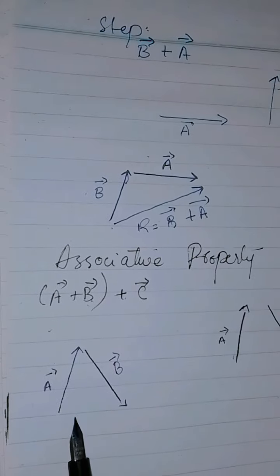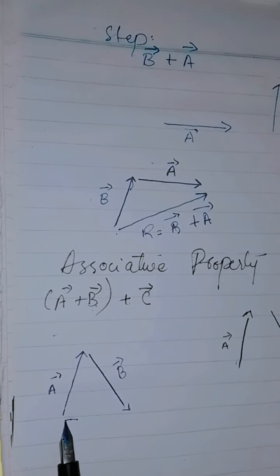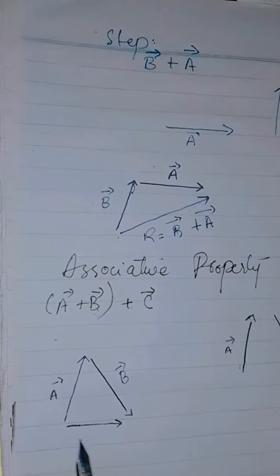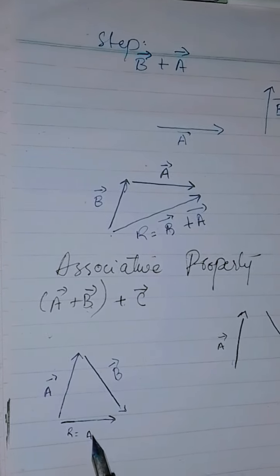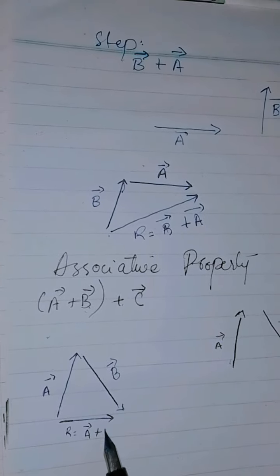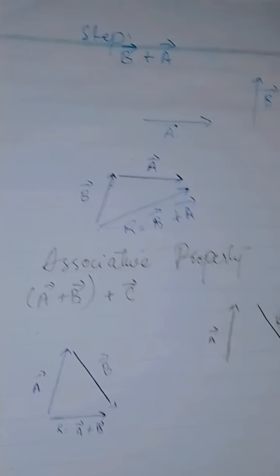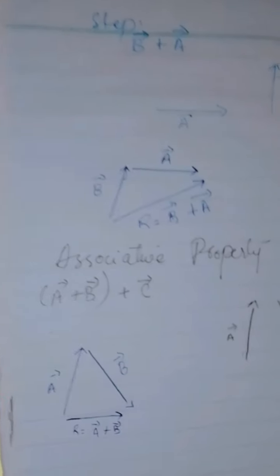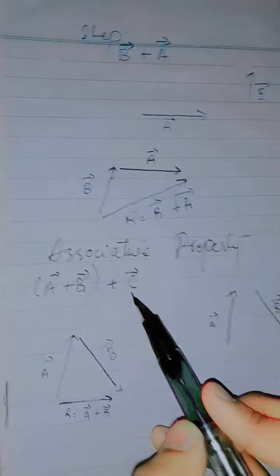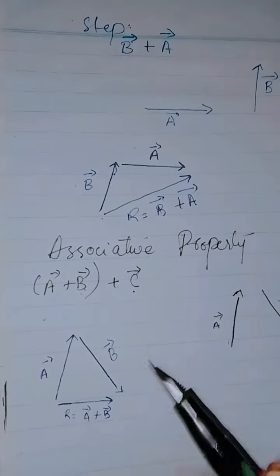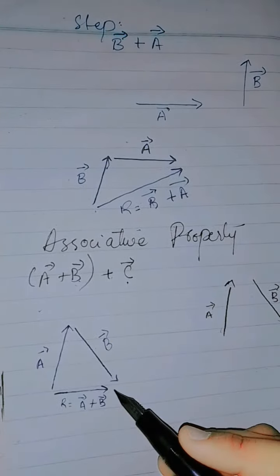Now this will be the resultant vector, and we can say the resultant vector is the addition of vector A plus vector B. Now we got the result of vector A plus vector B. Now we'll add vector C to the result of vector A and vector B.